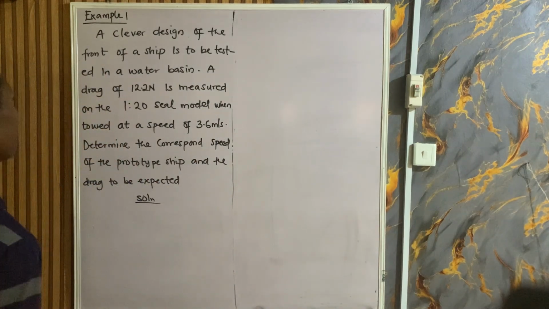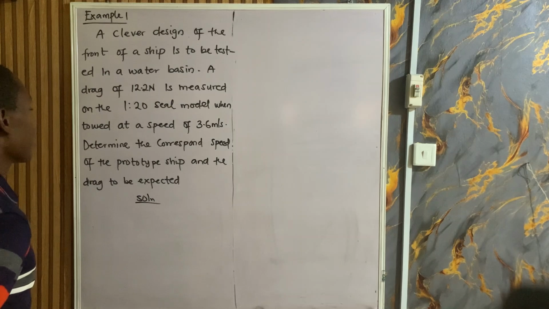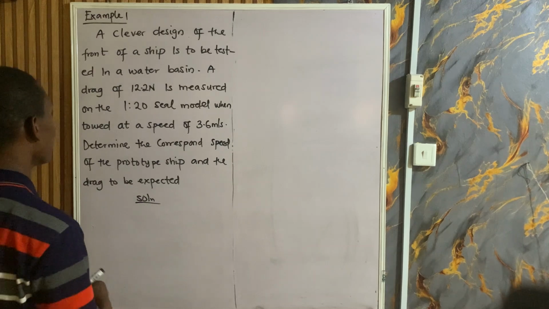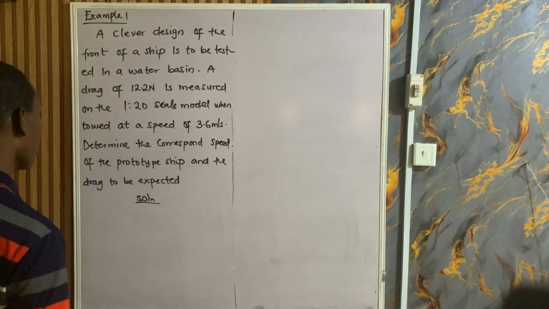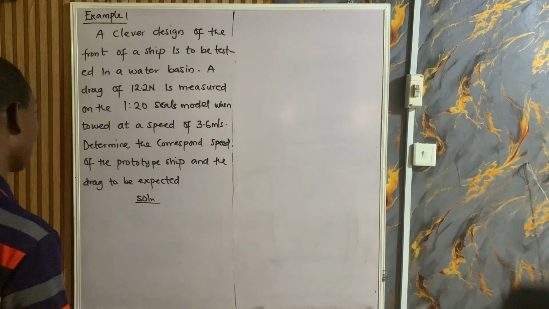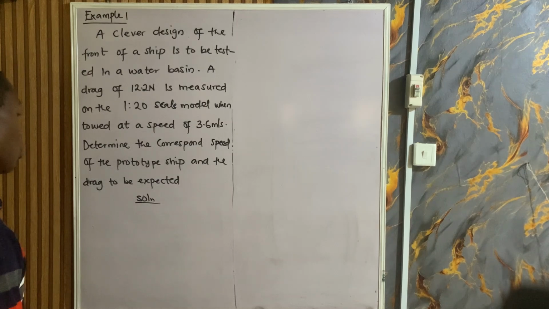Example 1. A clever design of the front of a ship is to be tested in a water basin. A drag of 12.2 Newton, that's the drag force, is measured on the 1:20 scale model when towed at a speed of 3.6 meters per second. Find the corresponding speed of the prototype ship and the drag to be expected.